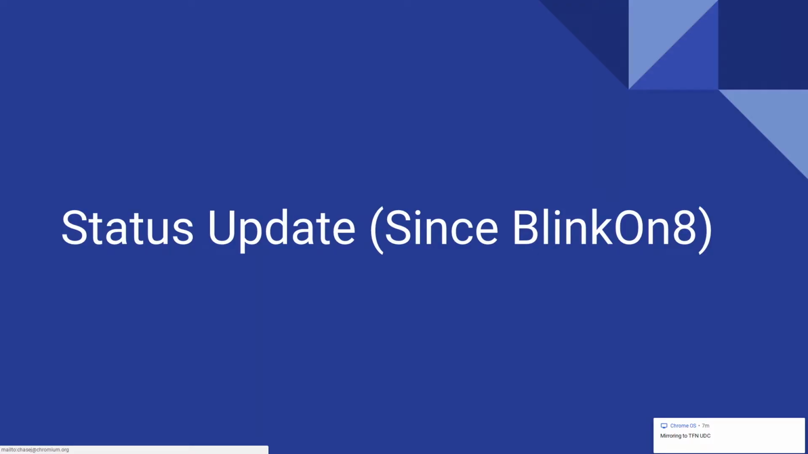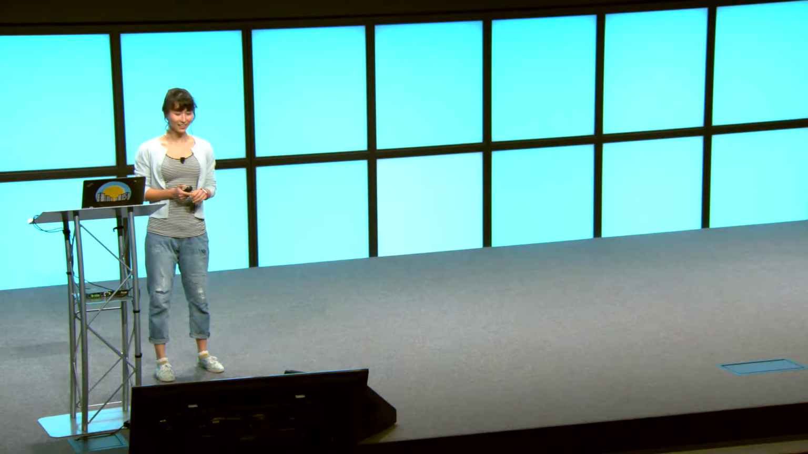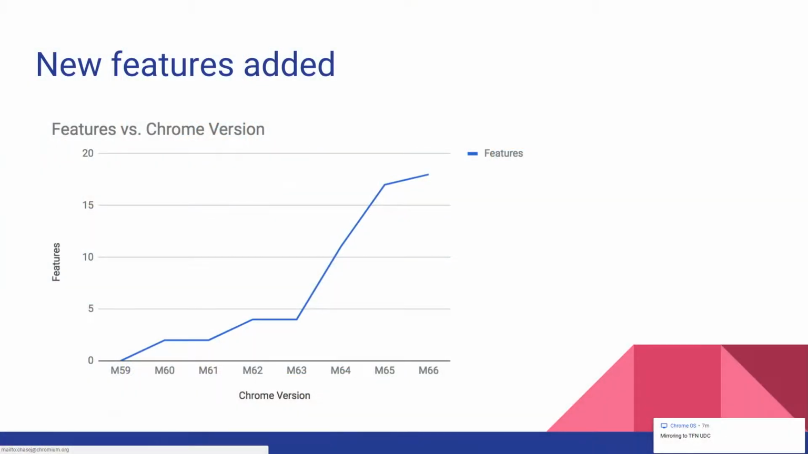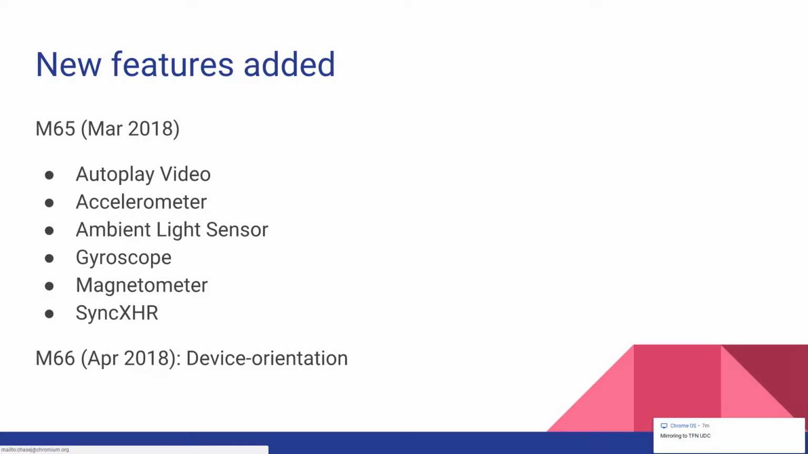So just a quick status update since last BlinkOn when we talked about feature policy. This is a diagram showing how many features we've added through Chrome versions. And yay, we added so many features. In Chrome 60, we shipped feature policy with payment request and web USB. And with help from many teams, we managed to ship more features, such as WebVR, full screen, permission-based features, accessibility events, and et cetera, and et cetera.